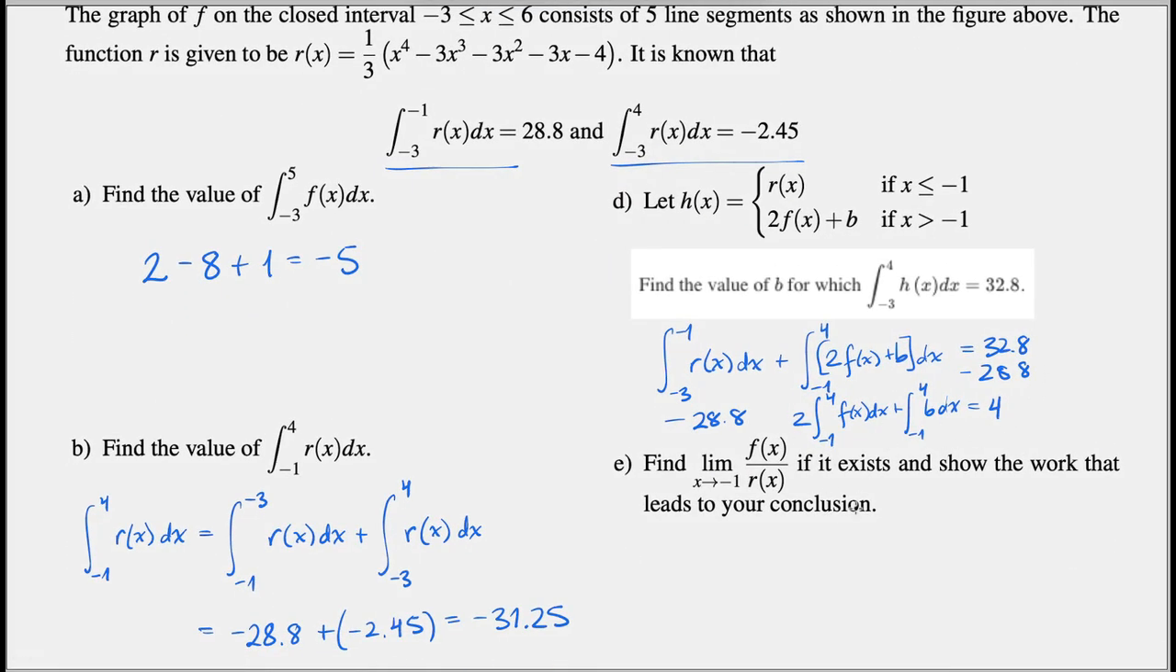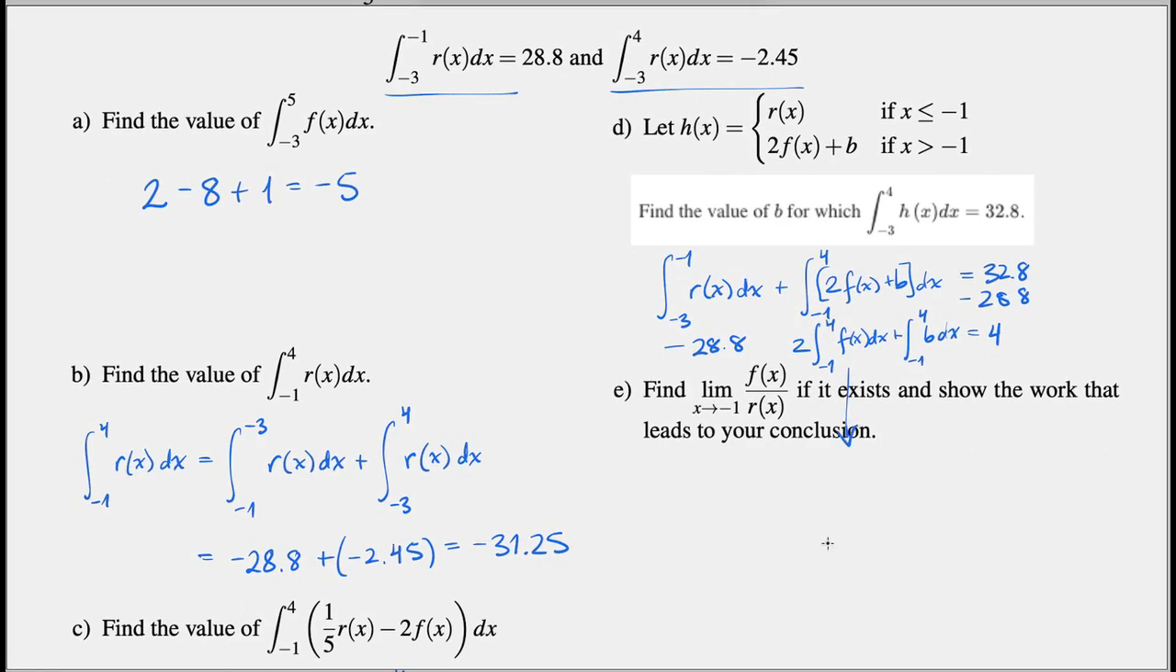I'm just going to come down here. I'm sorry that it's coming into the next part. 2 times negative 8, and then plus, the integral from negative 1 to 4 of a constant is just the length of the interval times the constant. The length of this interval is 5, so this is just 5b. There's a negative 16. We add the 16 over, and we get 5b equals 20. Therefore, b must equal 4.